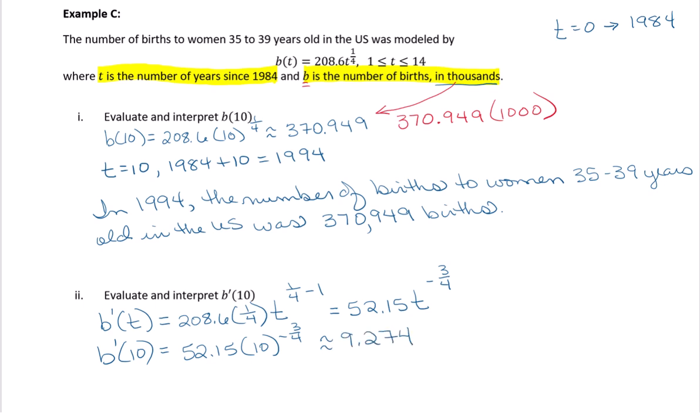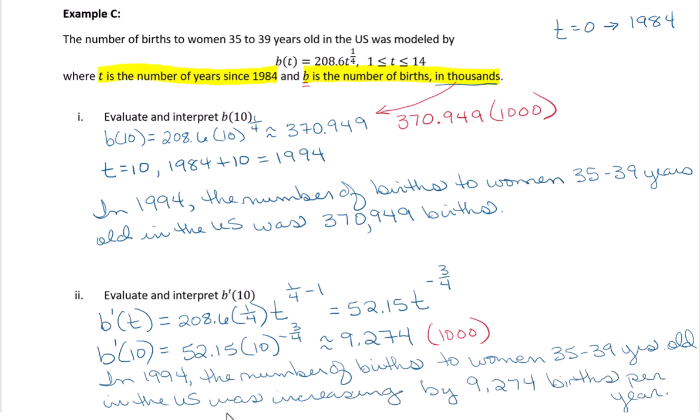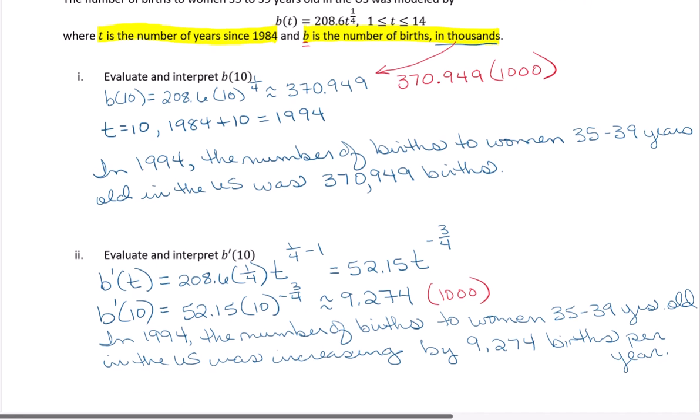9.274. That is still a b value, so we still multiply it by 1,000 for our interpretation. So we would say, in 1994, the number of births to women 35 to 39 years old in the U.S. was increasing by 9,274 births per year. That is our first derivative.